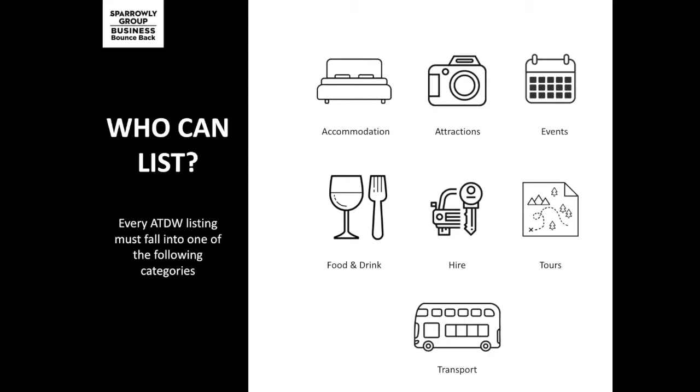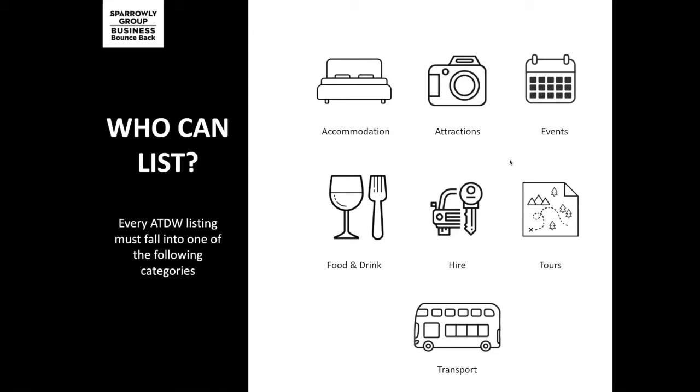There are some listings that are pulled from Zomato, the website of restaurants and cafes. But as a business, you can also go and upload your own listing for your restaurant or cafe as well, which will actually overwrite the Zomato listing. Hire businesses, so car hire businesses can list, tour operators, so people that are providing tours in the local area, and transport providers are the ones that can list.